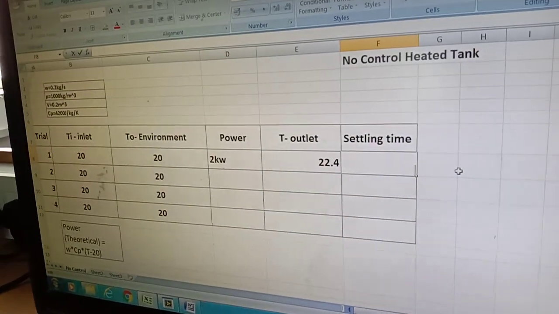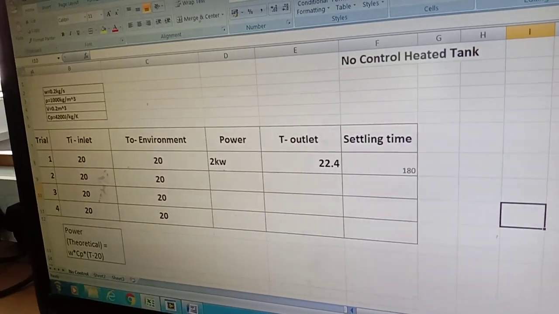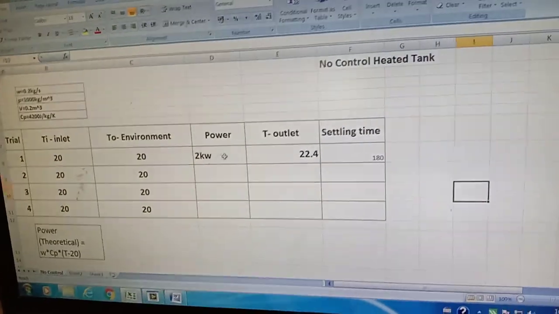So settling time is again 180. So here these are the readings I got for 2 kilowatt power.